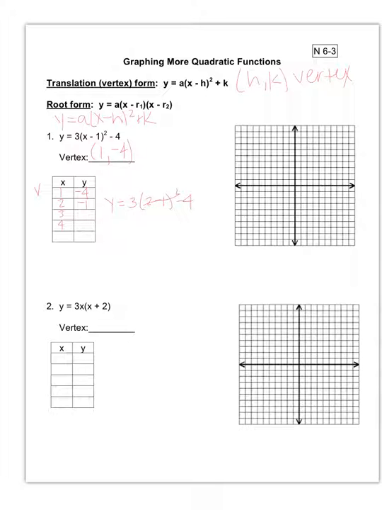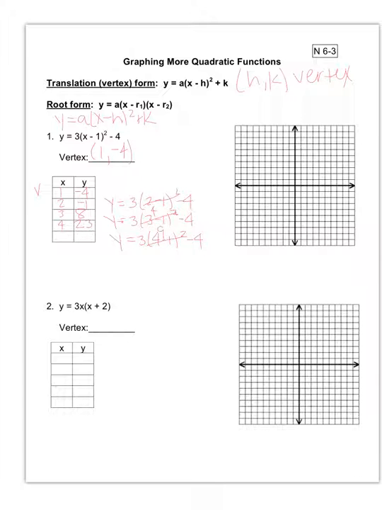Okay, if you plug in a 3, then that's going to give you 2 squared, so that would be 4. So 12 minus 4, you should get 8. And then plugging in a 4, so that's 3 squared, that would give you 9, which would give you 27 minus 4, so you should get 23 there, which is going to go off our graph, so we're not going to be able to plot that.